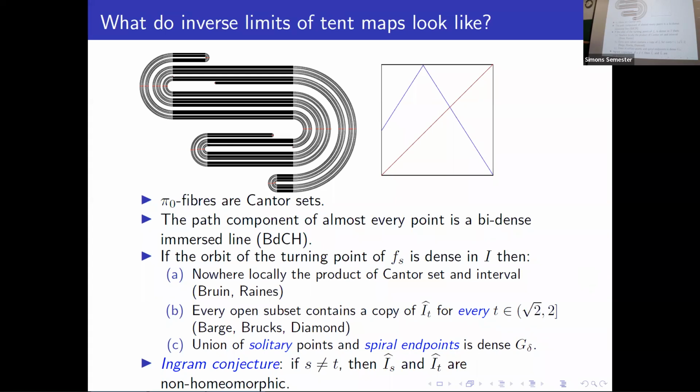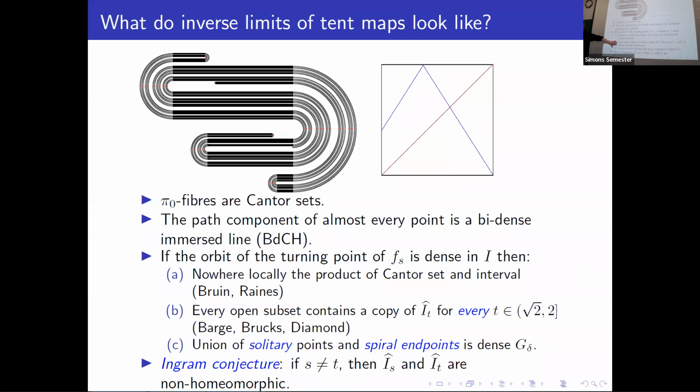They say it's simple. Here are some bad things, and the worst things happen when the turning point of your tent map is dense in the interval. So first of all, the picture deceives you. This thing is nowhere locally the product of a Cantor set and an interval. Okay, we've still got Cantor set in the vertical fibers, but it's nowhere a product of Cantor sets and horizontal intervals.